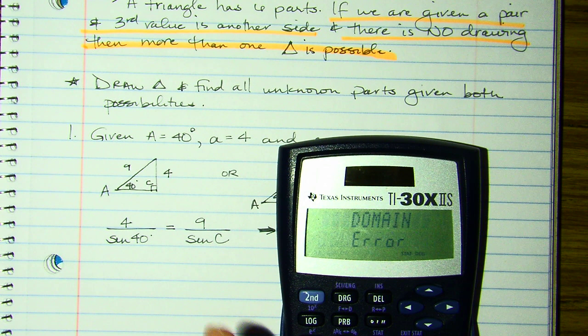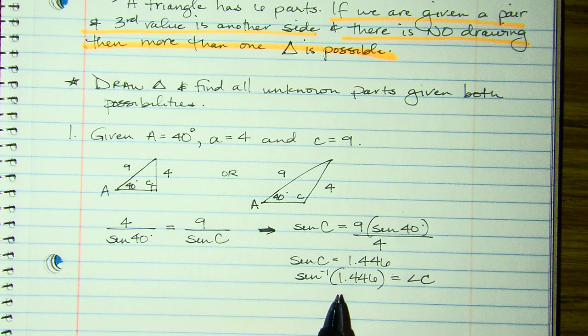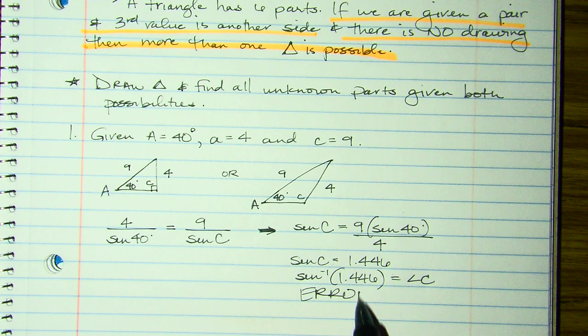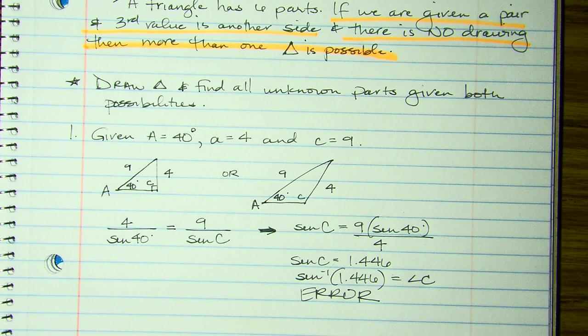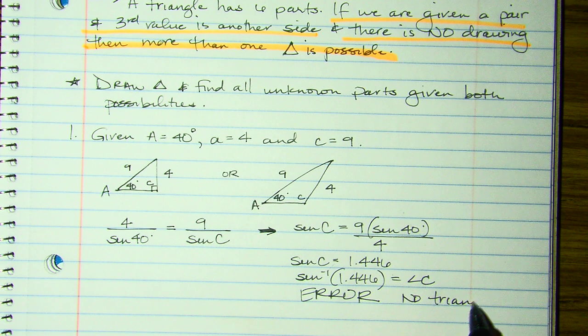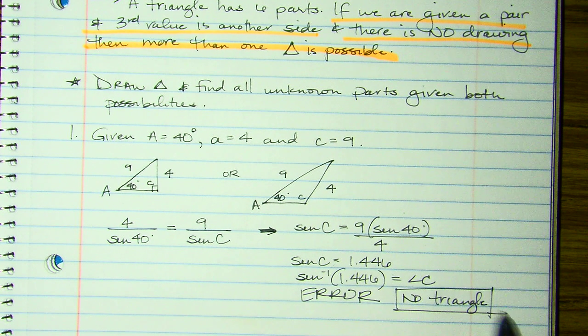That is true. There is no sine relationship that's going to give you a decimal greater than 1, so I end up with an error. So in this case, if I end up with an error, then no triangle exists with these dimensions.